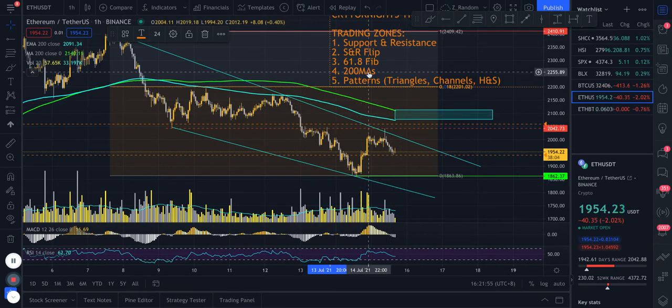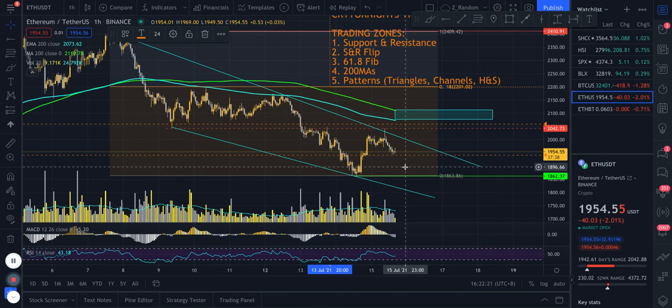We have the 200 MAs, right? So the zone between the 200 EMA and the 200 SMA, and then we have potential patterns. In this case, we have this falling wedge, right? And so now what we see is, this has already happened, right? But this could have been a good place for us to take a short, right? And so there you go already, right? One trade that you could have made, a profitable trade you could have made by identifying these levels.